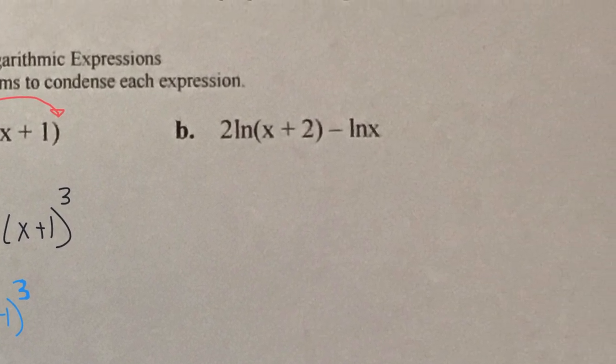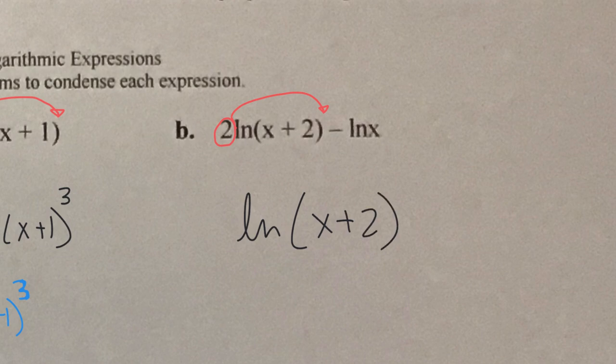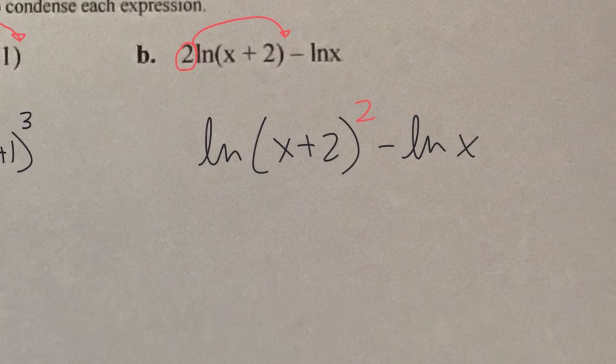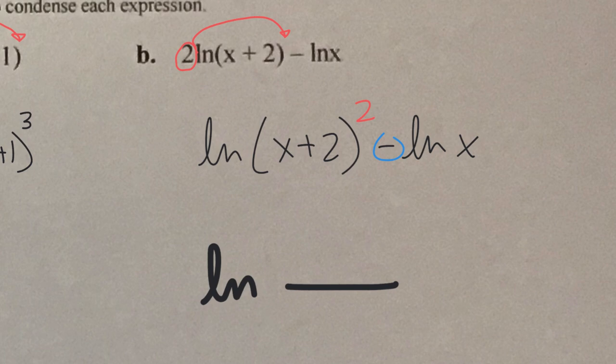Okay, here we go again with our condensing. We've got to take the 2 and make it into a power. So this is the natural log of x plus 2 squared minus ln x. Okay, our multiplier becomes the power for that thing's parentheses. And then we're going to do subtraction. Subtraction becomes division. Okay, so I have 1 natural log, and in the numerator, I have the x plus 2 squared, and in the denominator, I just have x.